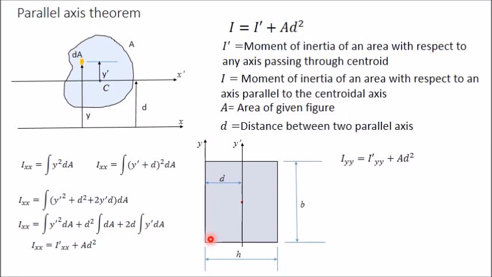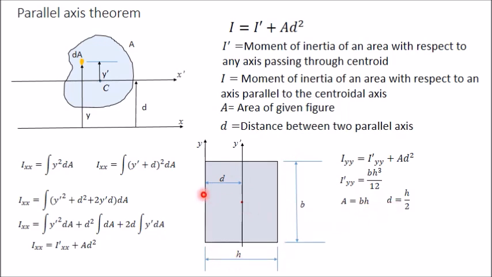Now from the equation, Iyy is equal to I dash yy plus A into d square. Now I dash yy, we know, is bh cube by 12. Remember, I always say that I with respect to the centroidal axis of any rectangle will always be represented as bh cube by 12. b is the side which is parallel to the axis, and h will be the other side. Now the area of this rectangle is length into breadth, so you will get b into h.